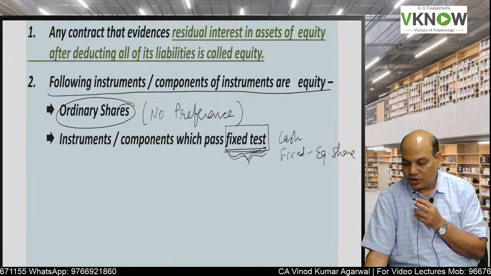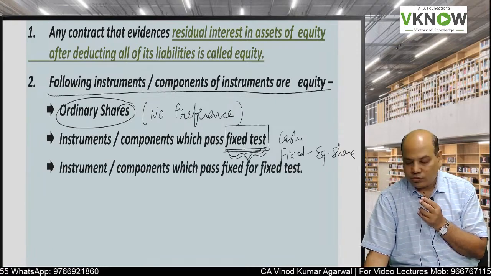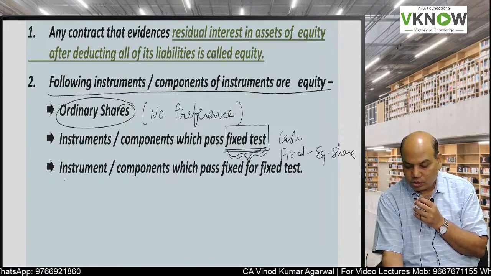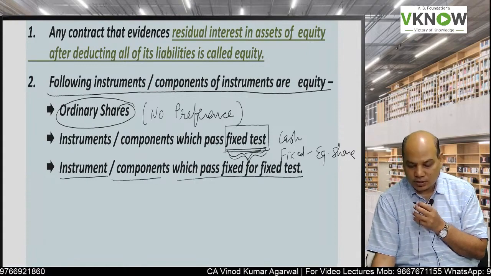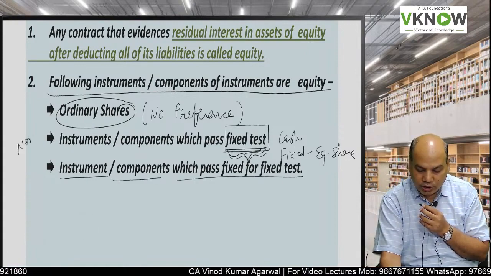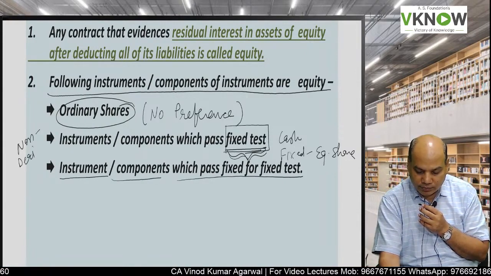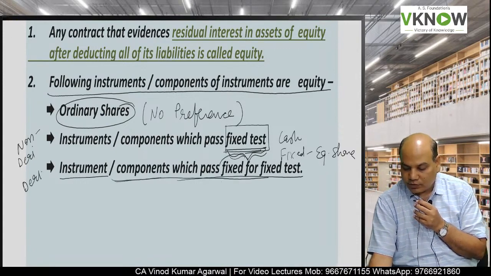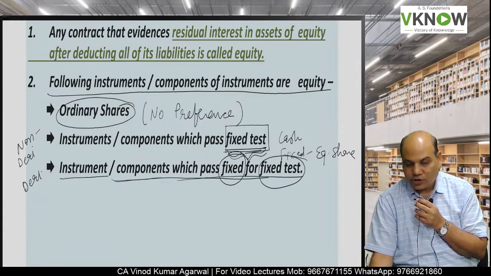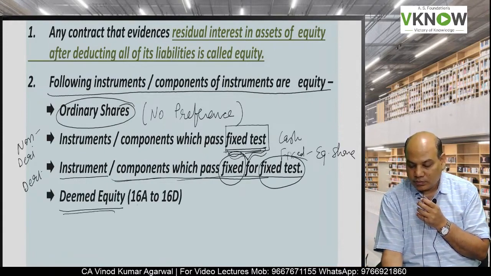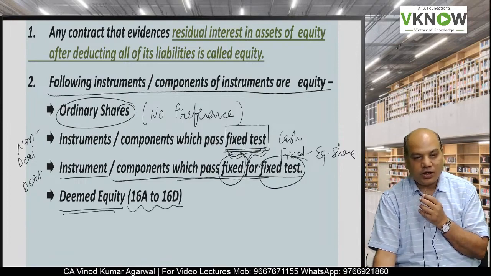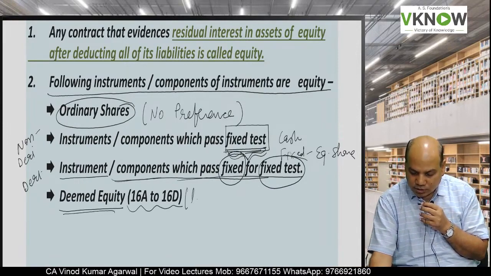Fixed cash, fixed equity shares is an equity instrument, those instruments or components which pass the fixed for fixed test. So this will be a non-derivative contract, and this will be a derivative contract. That means fixed cash and a fixed number of equity shares. And then there is deemed equity, which is given in para 16A to 16D. This I will discuss later.